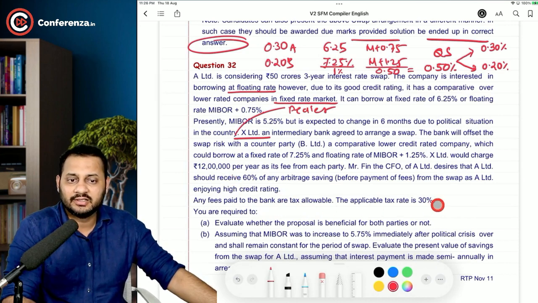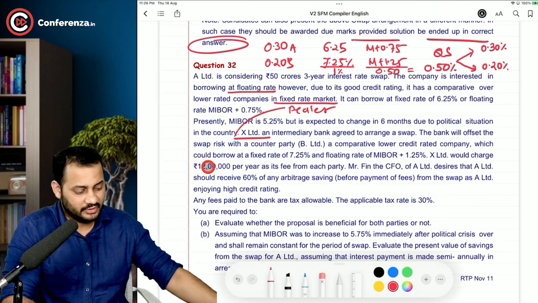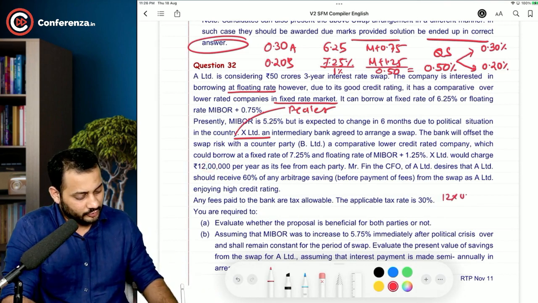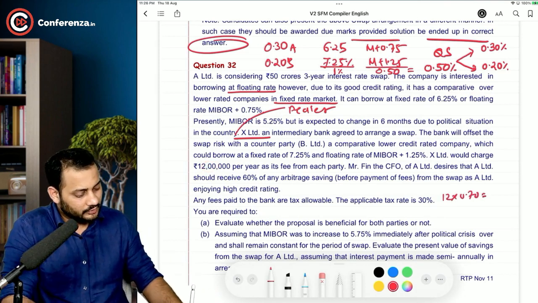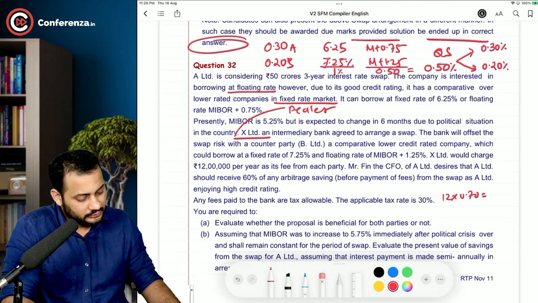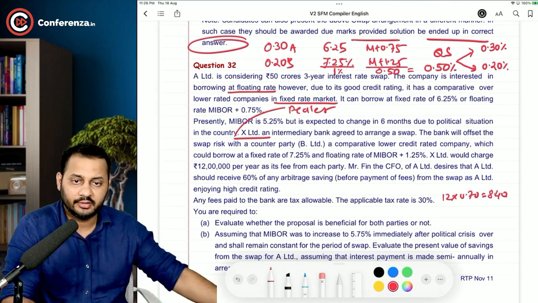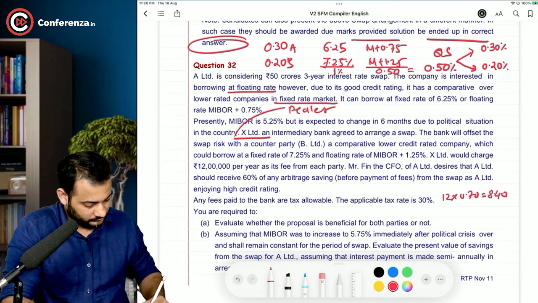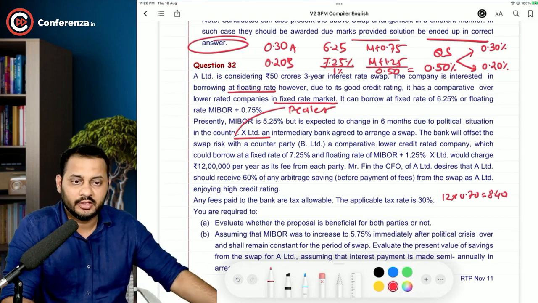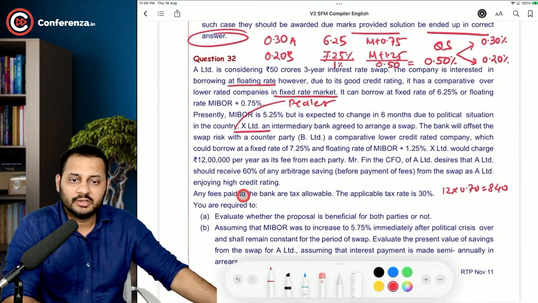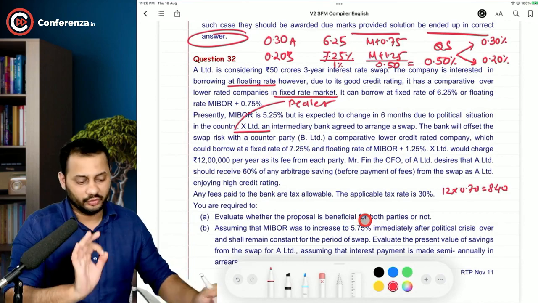The applicable tax rate is 30%. So 12 lakh after tax, if you want to calculate 12 lakh into 0.7, it is 8,40,000. Yeah, right, 8,40,000.